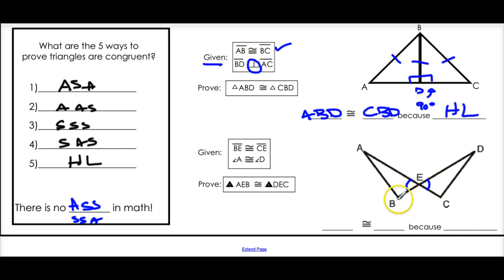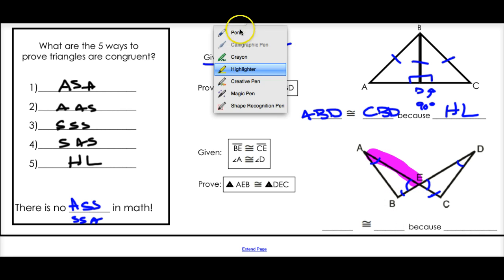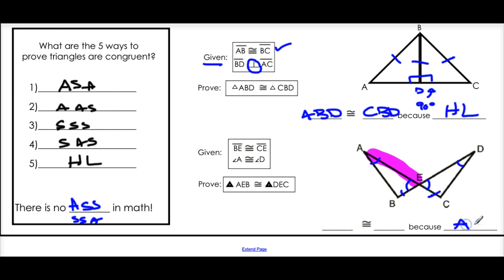Let's try another one. We already marked the vertical angles, and now we're going to mark the given information. We know BE is congruent to CE, and we know angle A is congruent to angle D. Looking over here, what kind of congruence do we have? We have two angles and a side, so that could either be angle side angle or angle angle side. But which one is it? Here's a good way to find out. Take your two angles and highlight them. Is the side between the two angles? No. So that means this must be angle, angle, side, because the side is not between the two angles.